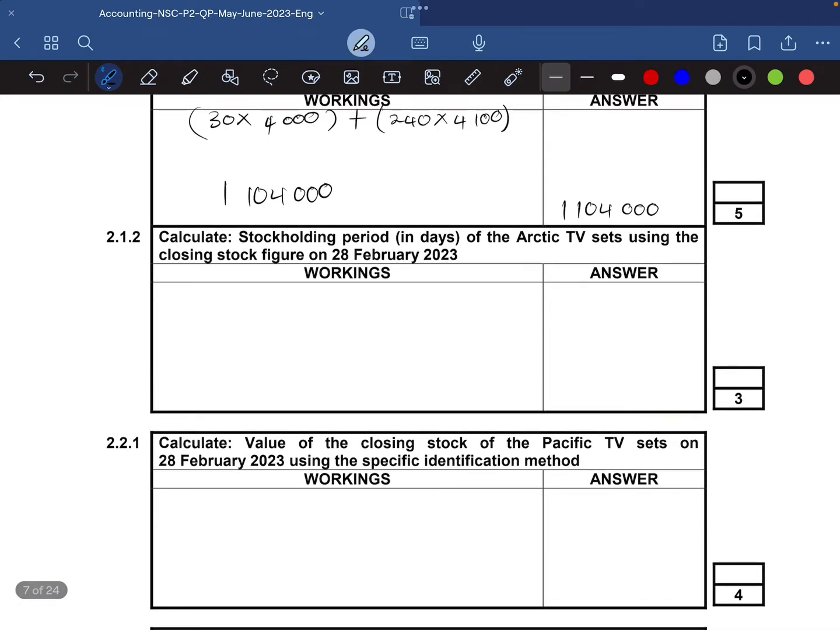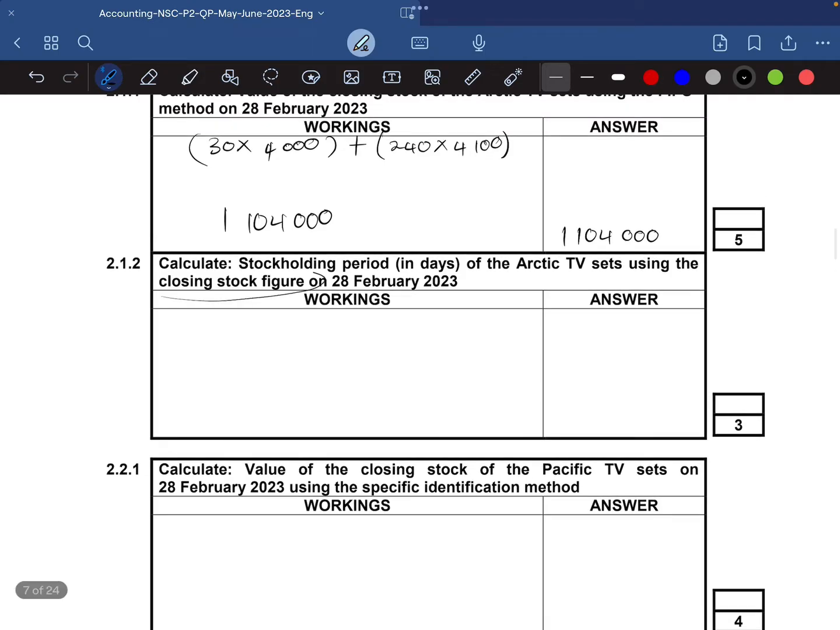It says calculate the stock holding period in days of the Arctic TV sets using the closing stock figure. So the closing stock figure, this is what we have. Okay, so if you don't know your formulae, just quickly pause this video and go watch the video where I was explaining how to memorize all the formulae that we have in accounting.